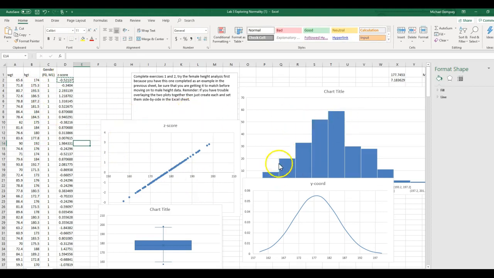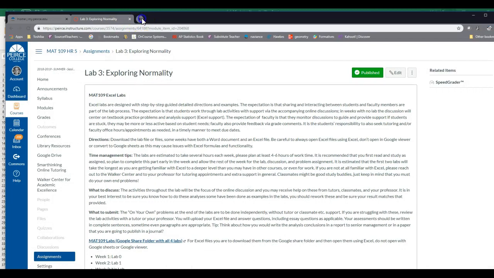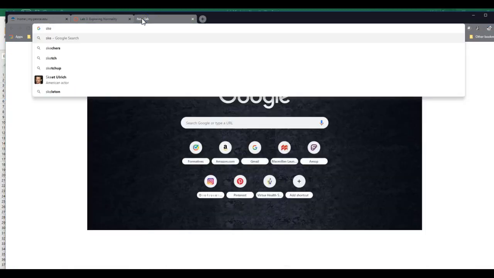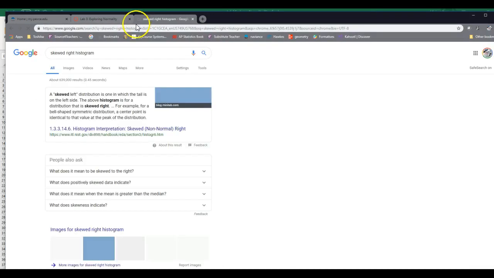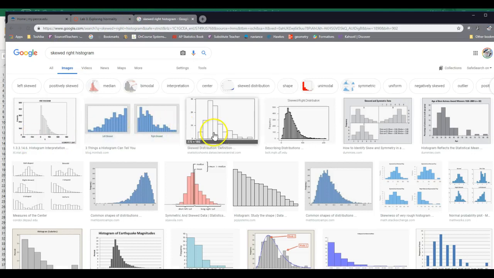If I look at the histogram and I see a long tail to the right, that would be a skewed right distribution. I'll do a real quick Google image search for you. Let's go to images. Okay, look, skewed right histograms. They have a long tail going to the right. Look at that tail. Tail to the right, all right? Skewed right.